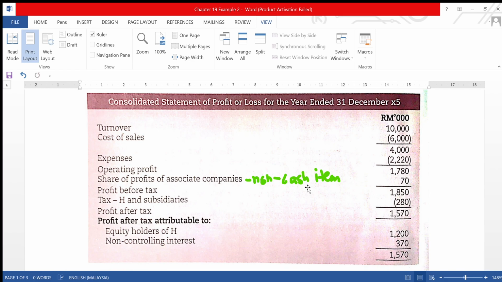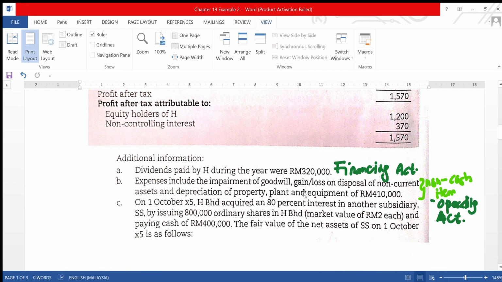Okay. And then I go on to classify the additional information. Dividend paid is a financing activity, because it relates to movement in equity. And the amount of goodwill, gain or loss, and depreciation are all non-cash items, so we need to adjust.